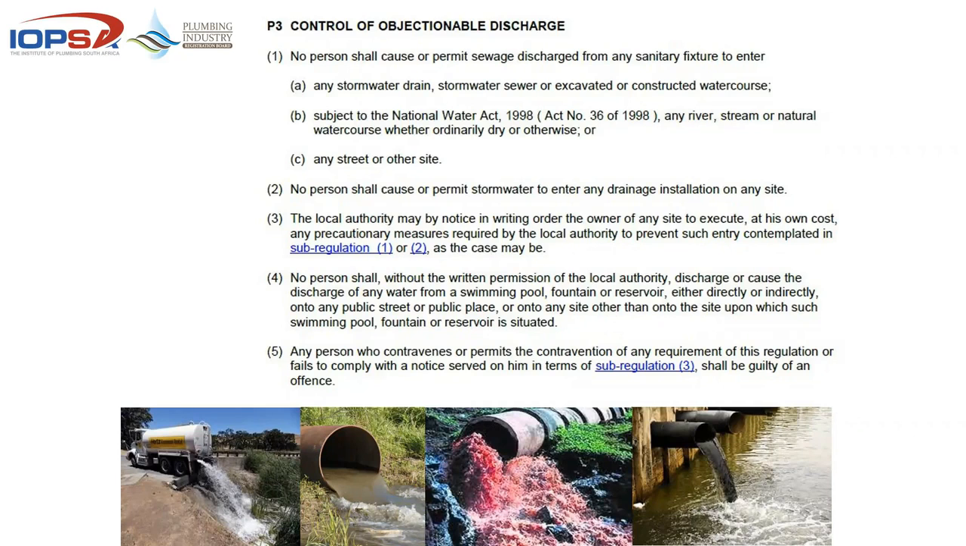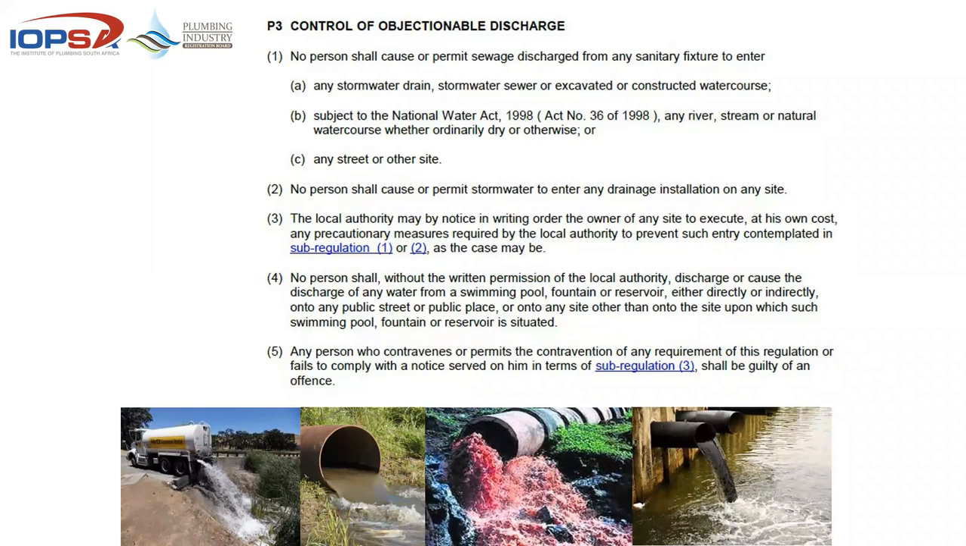The local authority may, by notice in writing to the owner, execute at his own cost any precautionary measures required by the local authority to prevent any of these things contemplated in sub-regulation 1 and 2. So basically the long and short of it is there's no stormwater going into a drainage system, and there's nothing from a drainage system that goes into stormwater.